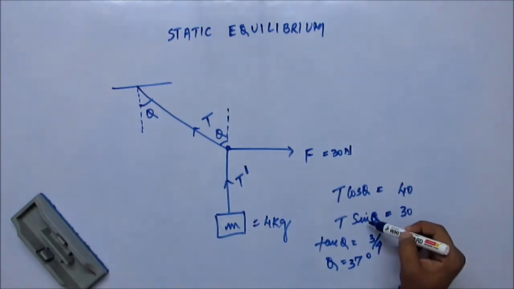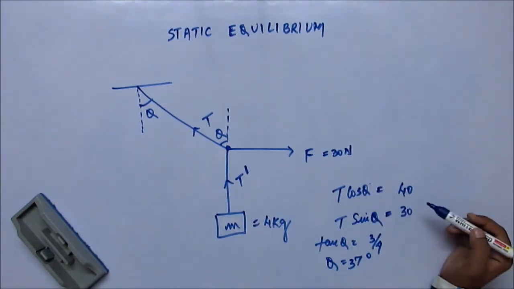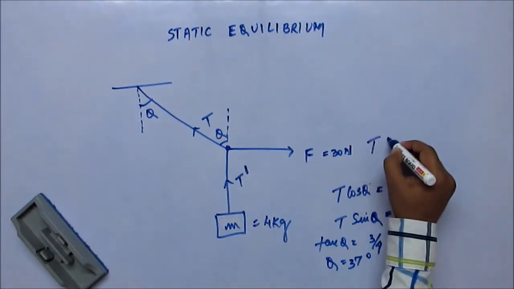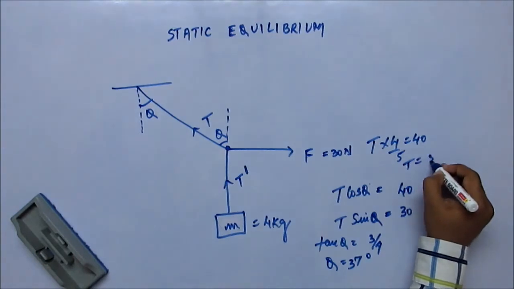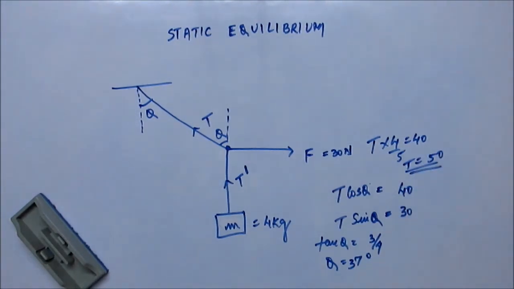Let's suppose we put theta here. Cos 37 degrees is 4 by 5. So T into 4 by 5 is 40. So T comes out as 50. T is 50 Newton, theta is 37 degrees. The problem is pretty easy.